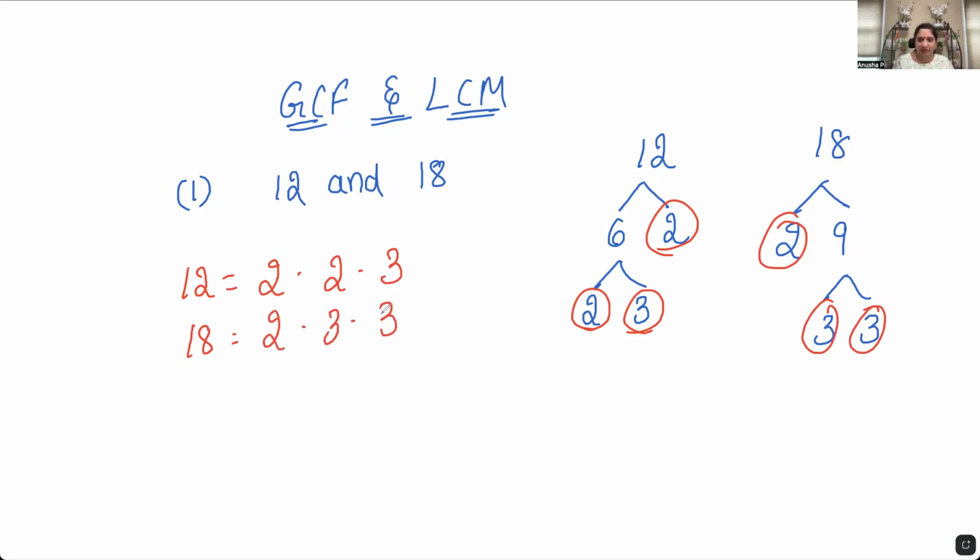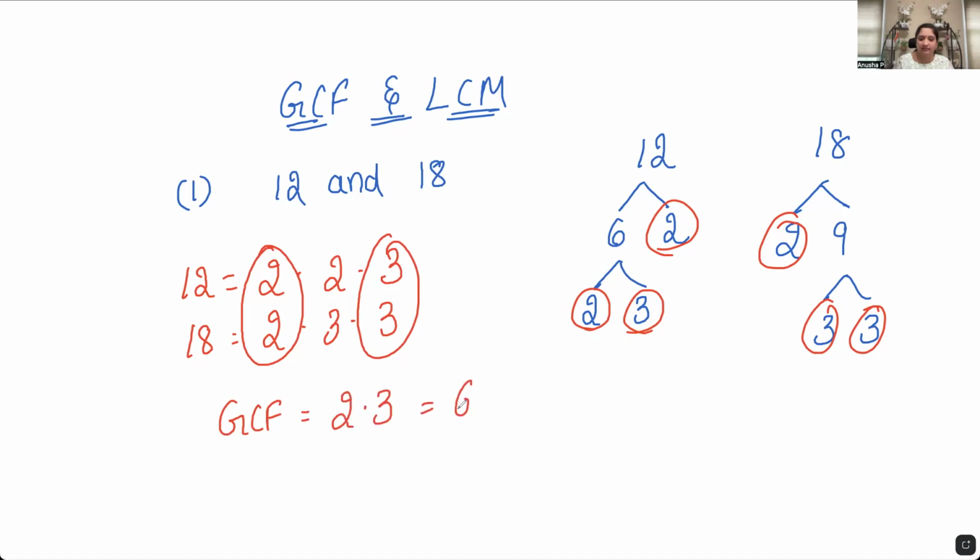After doing prime factorization, the common factor from both the numbers is your GCF. Here we have common factor 2 and common factor 3. GCF will be 2 times 3, 6.